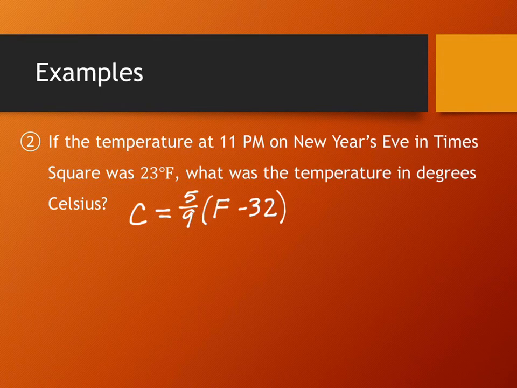Okay, the nice thing on this one is that they only have one quantity that they gave you, and there's only one place that it makes sense to put it. Where's the 23 going? It's going where the F is. So we have C equals 5/9 times 23 minus 32. This one actually simplifies really beautifully. That doesn't always happen. But what's 23 minus 32?